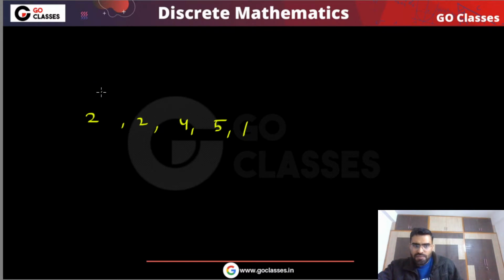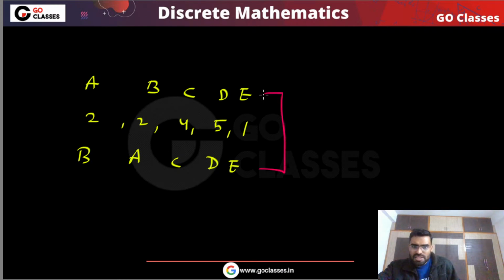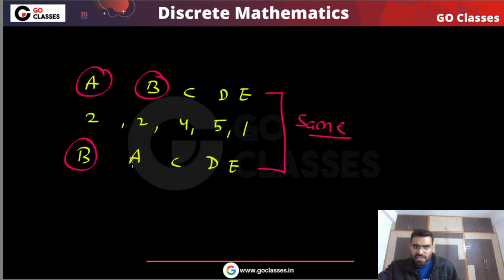Just think about it. Let us assume I give a b c d e, and let us assume I give B, A, C, D, E. Are they different? Tell me, are these two different? These two are same, right? Because here this is getting 2, this is getting 2, and here also this is getting 2, this is getting 2. So you can notice these two situations are same.